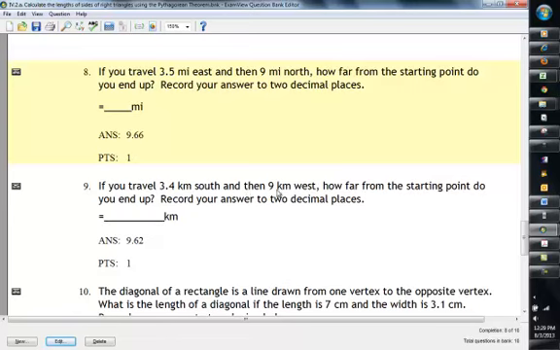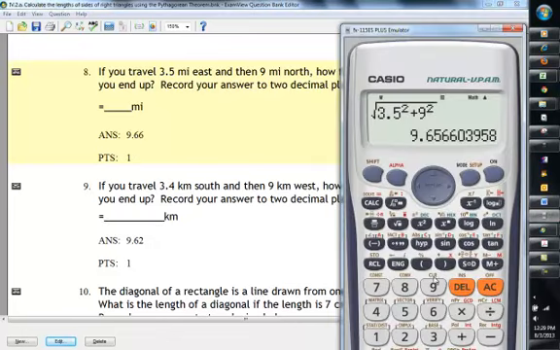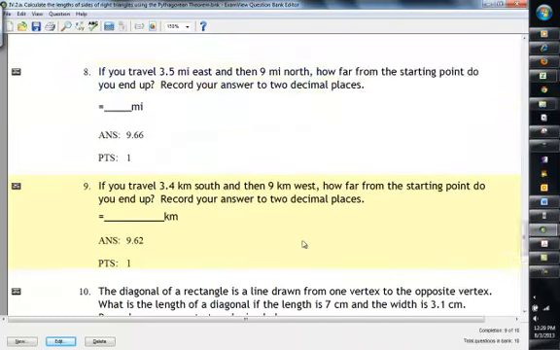3.4 kilometers south and then 9 kilometers west. So let's get that on our calculator. Square root, we're looking for the hypotenuse again, 3.4 squared plus 9 squared, and we get 9.62.